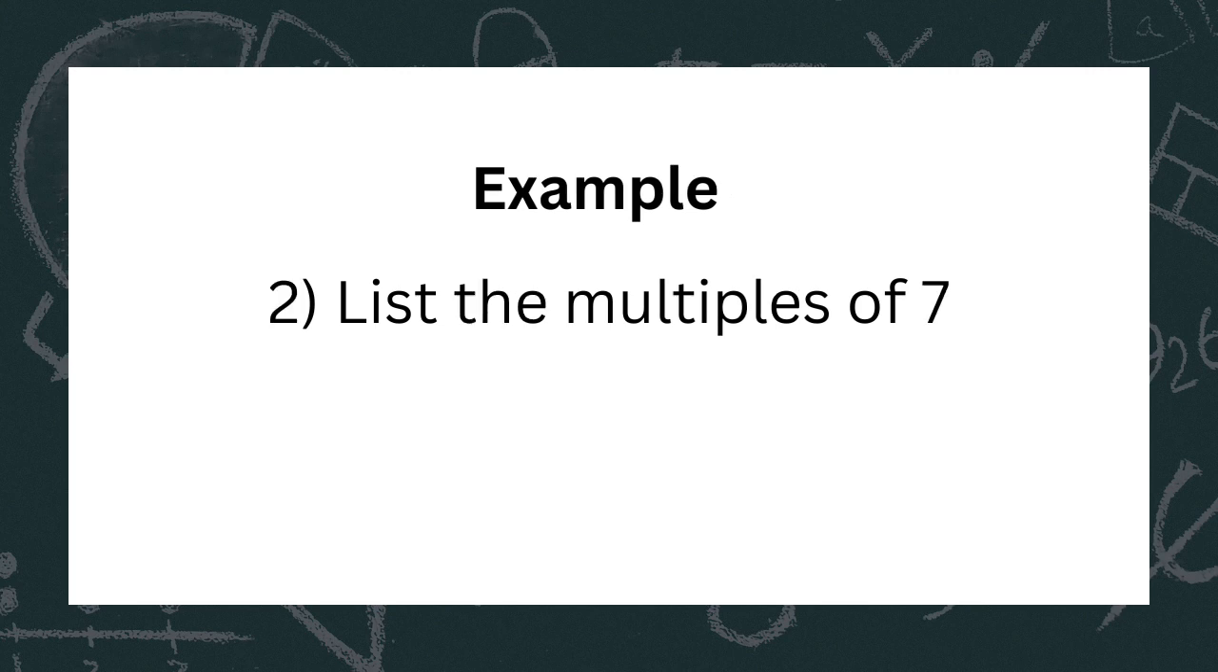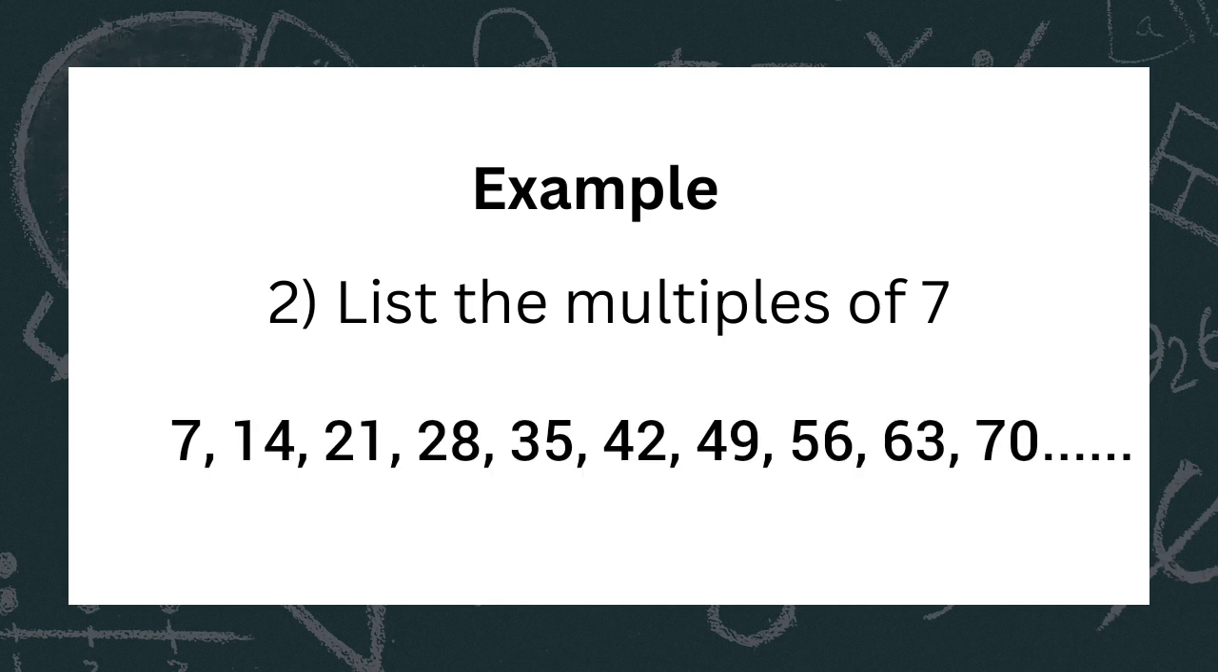Example 2. List the multiples of 7. In this case, we don't have a particular number of multiples, so we just start from the first, which is 7. 7 times 1 is 7. 7 times 2, 14, 21, 28, 35, 42, 49, and so on and so forth. So you can list as many as you wish.